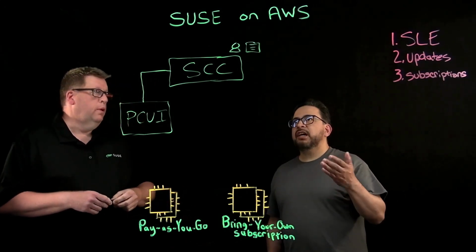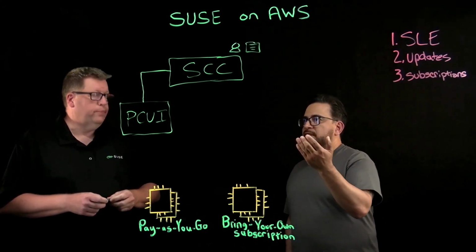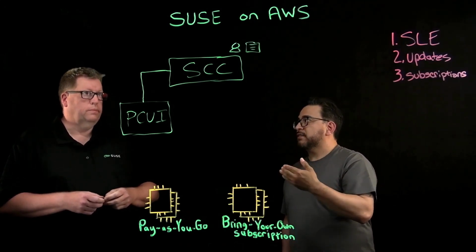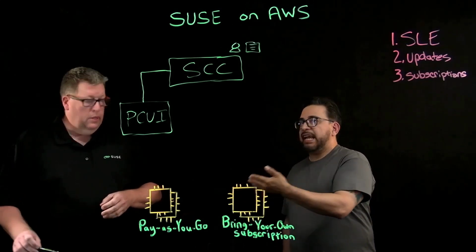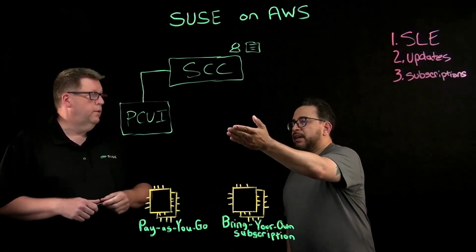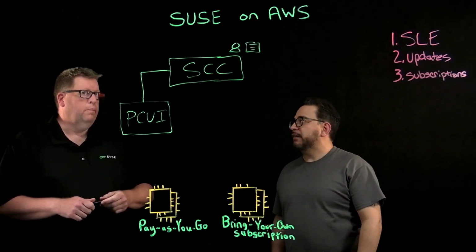So managing 100 Amazon EC2 instances to support the service, that's quite a commitment from both SUSE and AWS. How do customers benefit by connecting to the SUSE Public Cloud Update Infrastructure?